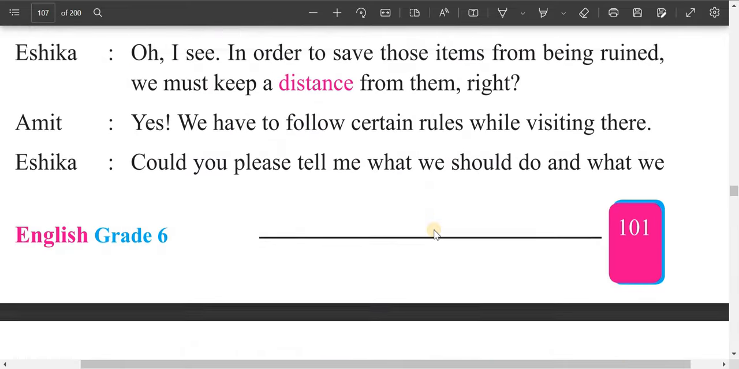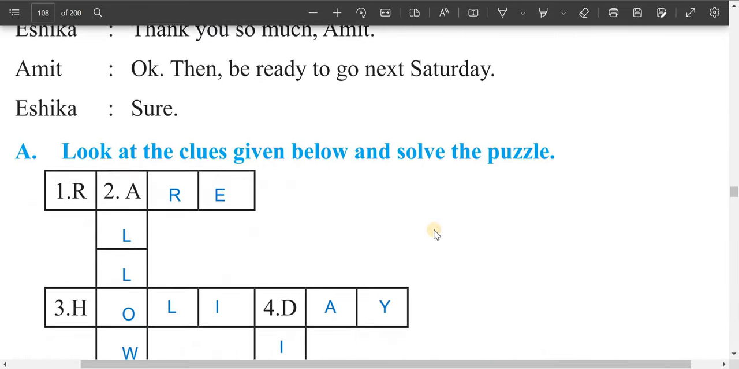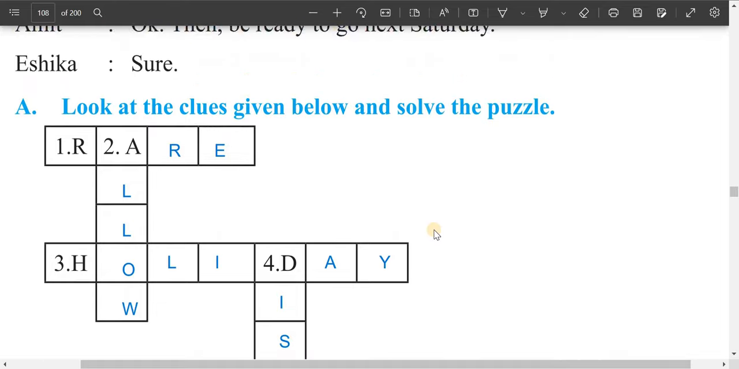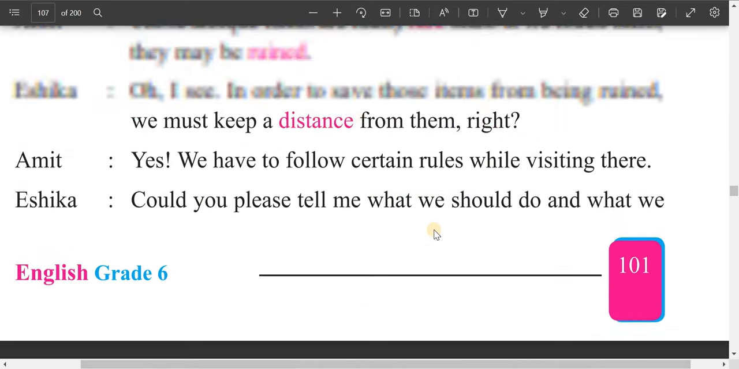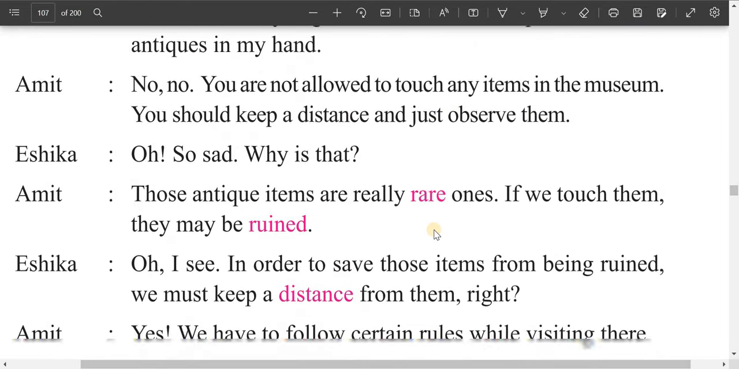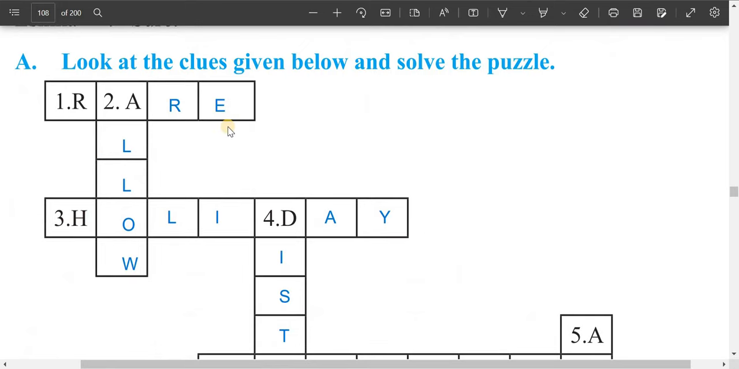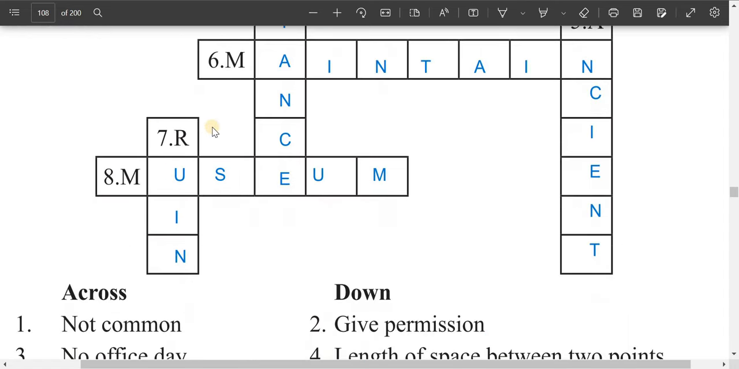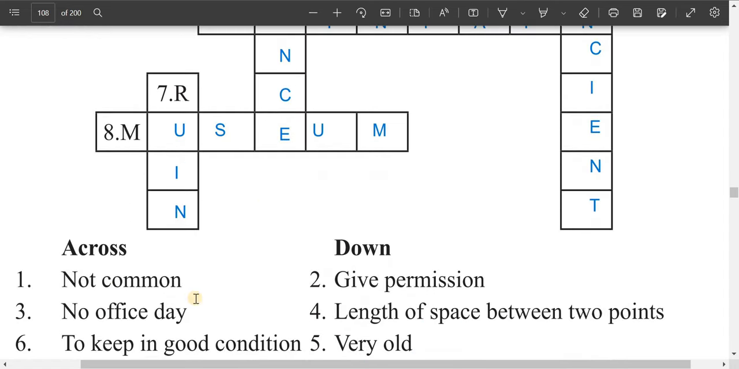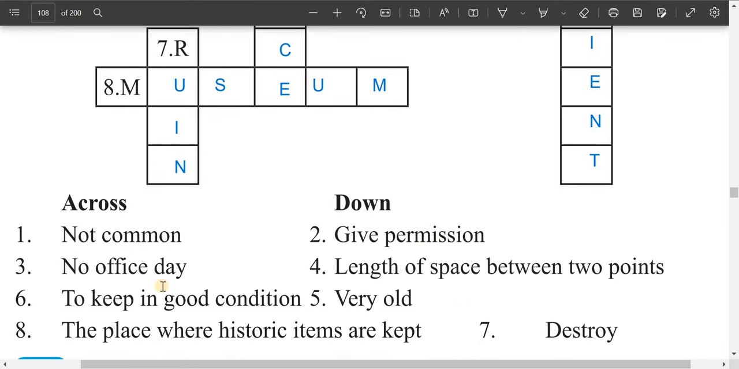Now, dear students, let's do the rules and regulations you should follow. Look at the clues given below as well as the puzzle. It's very easy. I will help you do the exercise. First of all, look here. Across, number one, not common. We should find a word that means not common.